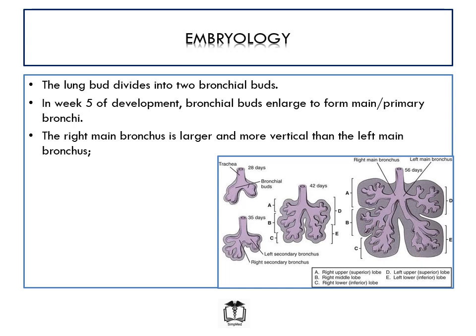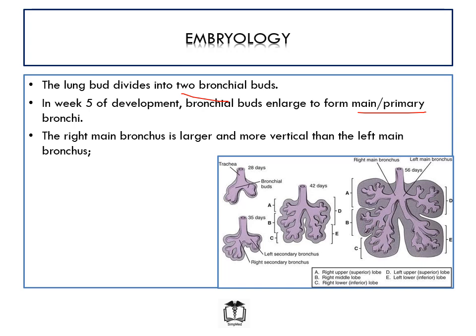So in the fifth week of development, the bronchial buds usually enlarge to form the main primary bronchus. Remember that we have two main primary bronchus. Those two main primary bronchus are gotten from the two bronchial buds as shown here.